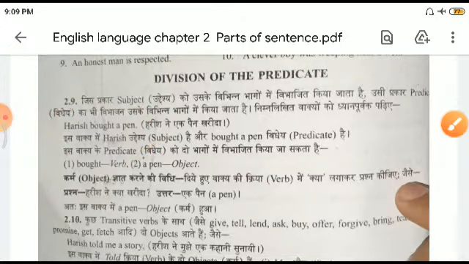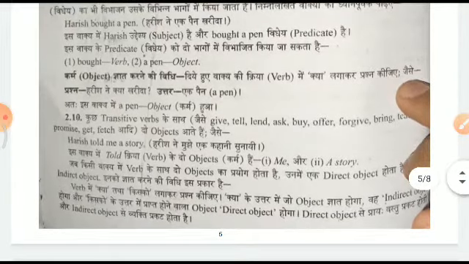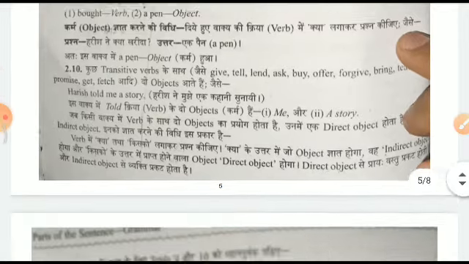Now brought is a verb. A pen will become an object. Now there are some transitive verbs. Harish told me a story. Now here Harish is the subject, so let's separate it. Then it becomes told me a story. Told is the verb, me and a story become the two objects. In such sentences, the twin objects are present there.